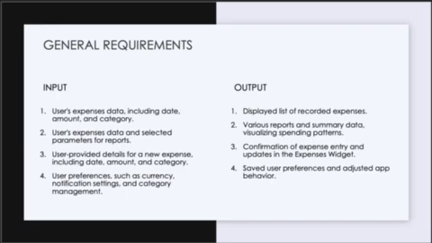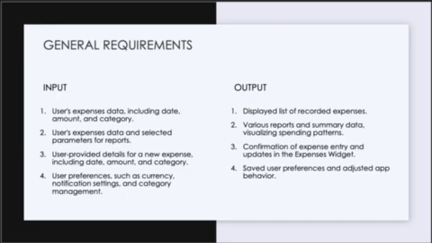First, let's talk about the input. For the input, we needed the user's expenses data, including the date of the expense, the amount the user spent on it, and the category of the expense. We also needed to select parameters for reports, as well as user provided details for a new expense, including date, amount, and category. This is basically for when the user decides to add a new expense, so they can provide us with additional information like date and the amount they spent on it. For additional details, we also needed user preferences such as currency, notification settings, and category management.